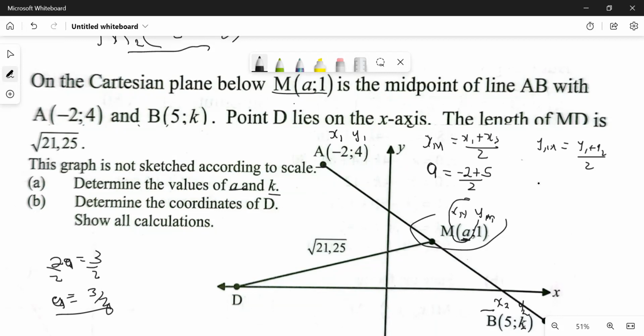Now, based on what we just said, what is Y at M? We have 1, which is equal to 4 plus K divided by 2. If you cross multiply, 2 multiplied by 1 is 2, which is equal to 4 plus K. Take the 4 to the other side, and it says minus 2 is equal to K. Meaning A is 3 over 2, and K is equal to minus 2. I think we are done with the first one.